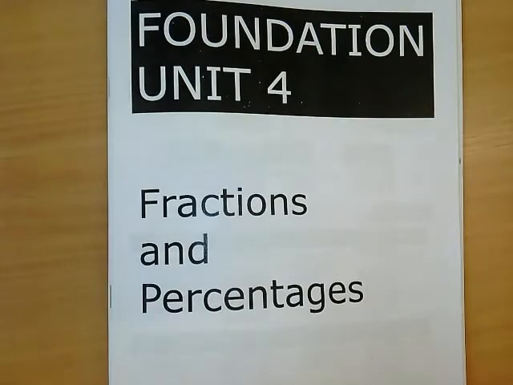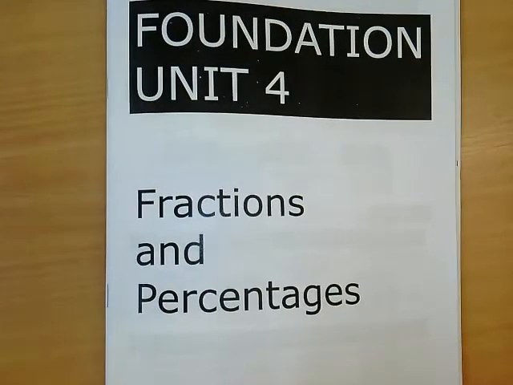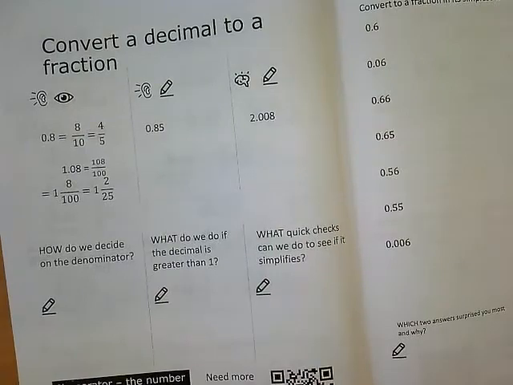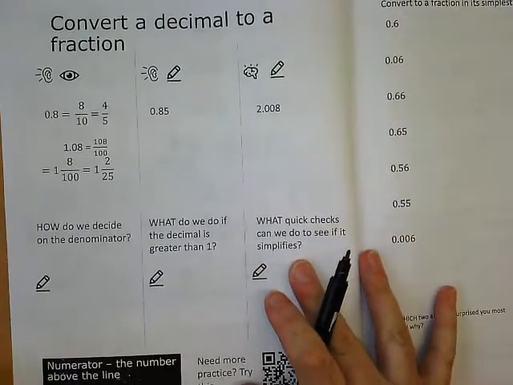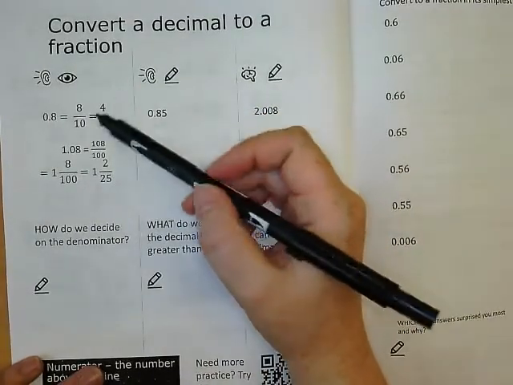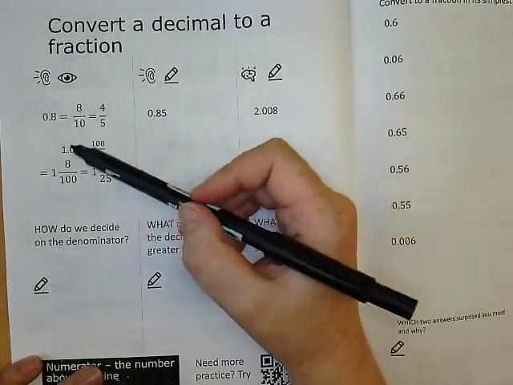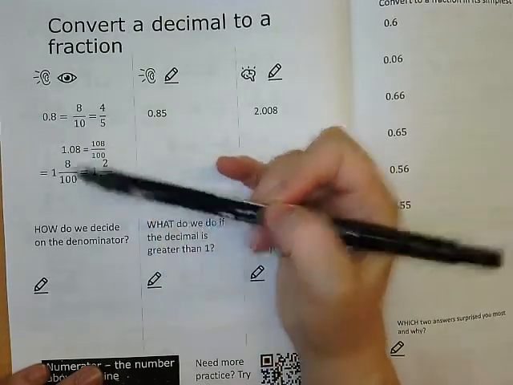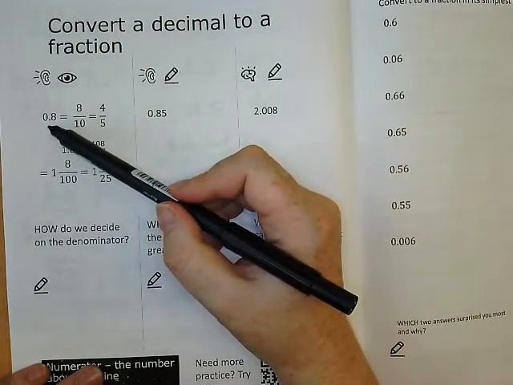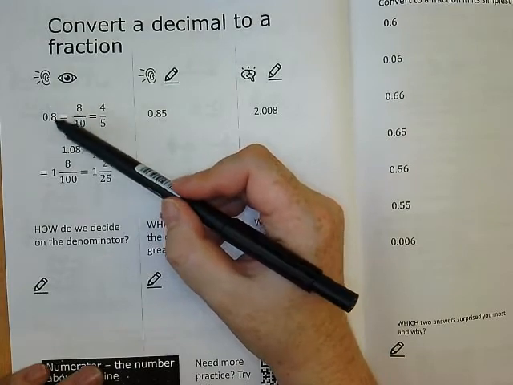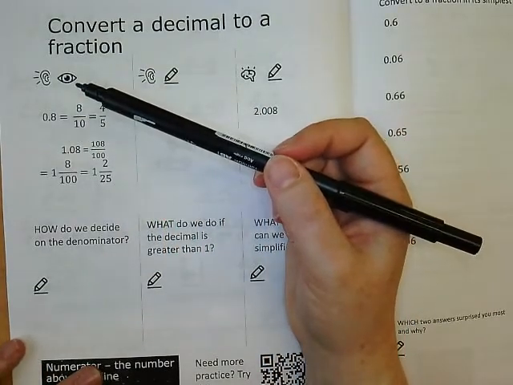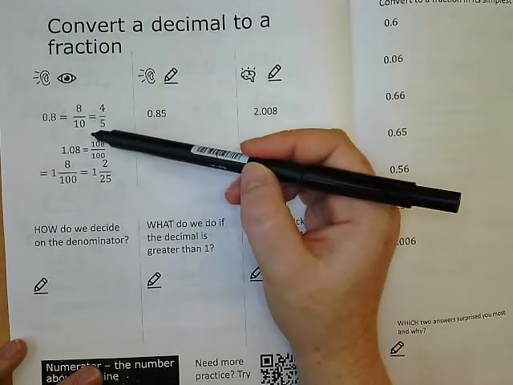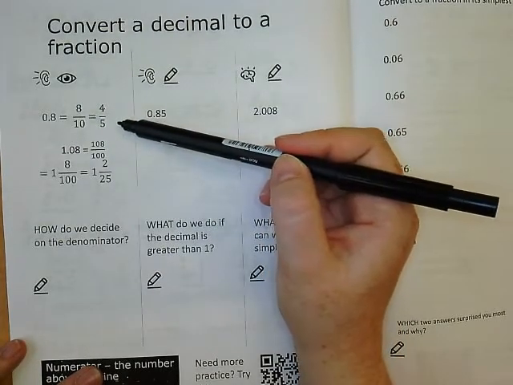Okay, you're going to need your Foundation Unit 4 workbook, and you are going to open to convert a decimal to a fraction. And we're going to look at converting decimals to fractions. So my first one, I have 0.8, and because I have got one number after the decimal point, I know I'm in the tenths column. So I've got 8 tenths, which simplifies to 4/5.